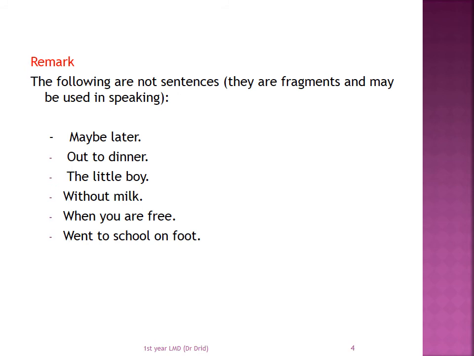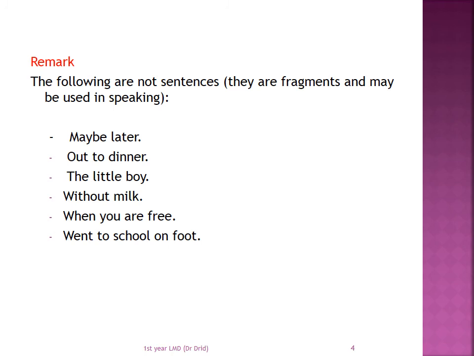We cannot consider them as sentences because they do not consist of a subject and a predicate, and sometimes they do not express a complete thought. Maybe later doesn't contain a subject or a predicate. Out to dinner, the same thing. The little boy is a subject without a predicate. Without milk, the same point here.